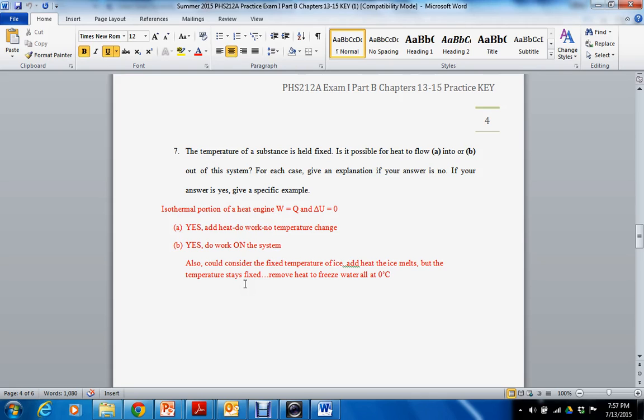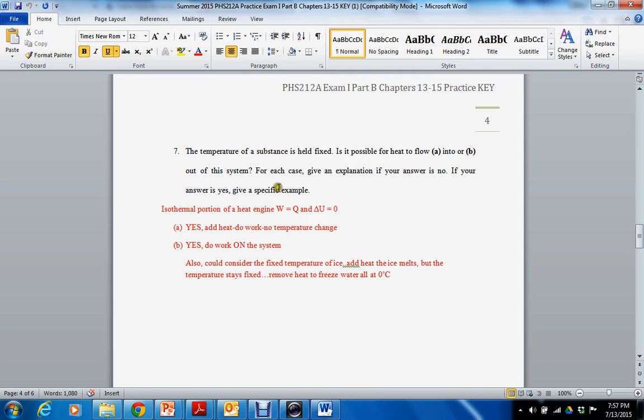All right, so the temperature of a substance is held fixed. So we look to our equations for the one that is set for isothermal. The isothermal portion of a heat engine is where work equals Q and delta U equals 0. So if the temperature is held fixed, is it possible for heat to flow into or out of the system? In each case, give an explanation.